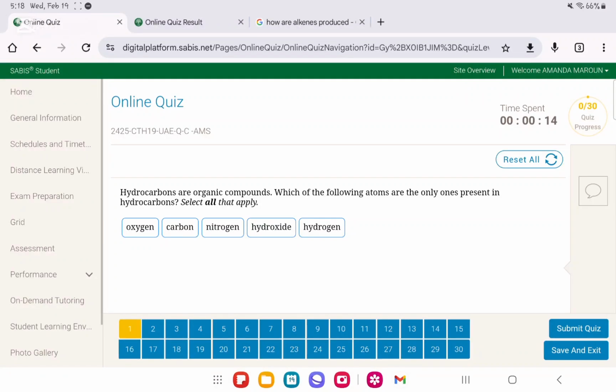So today I'll be explaining the chemistry AMS of term 2 week 9. So let's start with the first question.